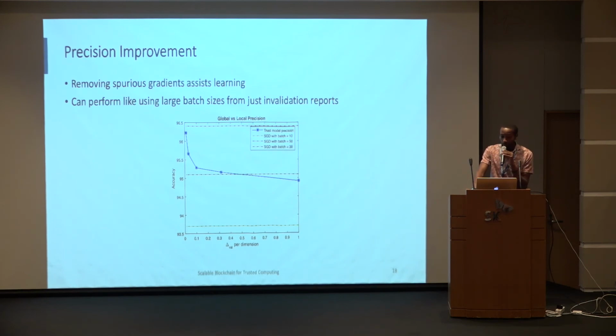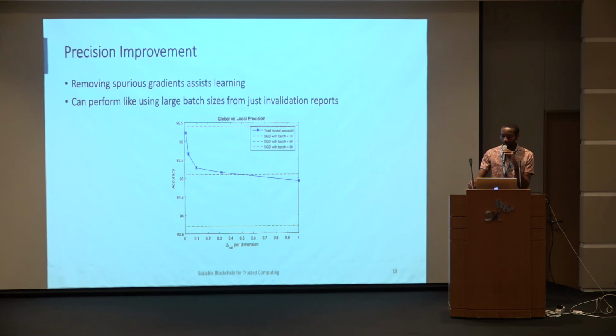Looking at the precision improvement, whereby we remove spurious gradients to assist in learning. Endorsers check if the neural network weight updates deviate from the mean change, which is what a vanilla GD uses. So the validation mechanism eliminates spurious gradients, and only good gradients are used more often. So even though the client uses small mini batches of size 10 samples, note that the precision of the resulting network is much better than SGD with 10 sample batches.